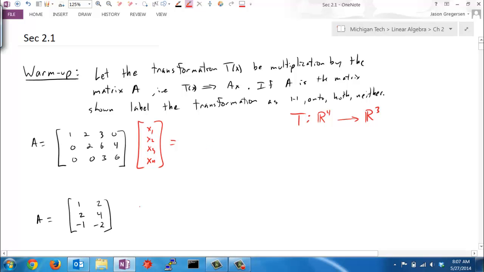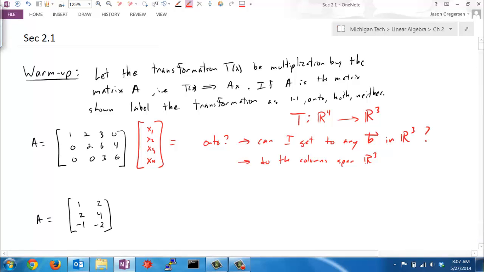And so the question is, is it one-to-one, is it onto? Let's start with onto. Is it onto? That means, can I get to any b in R3? That's one way to restate that question. Can I get to every single possible b? Another way to say that would be, do the columns span R3? Is there some linear combination getting me any vector in R3?